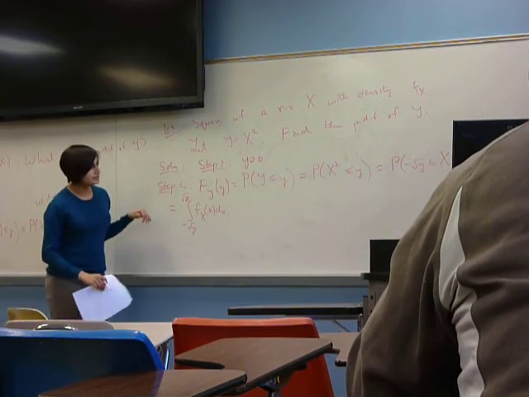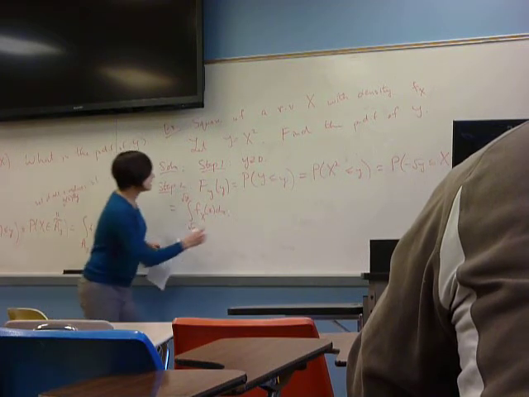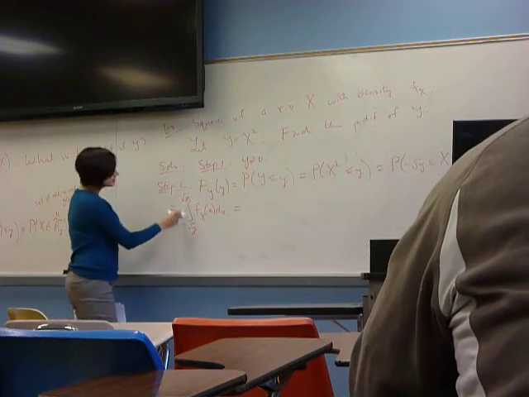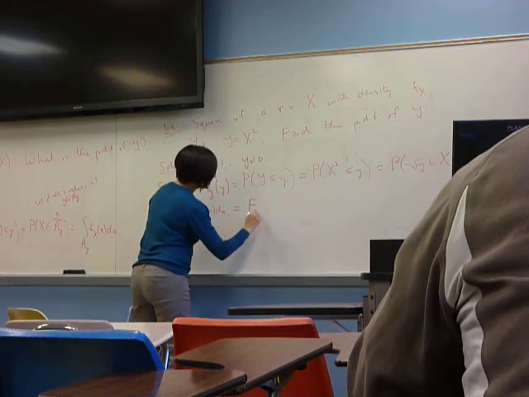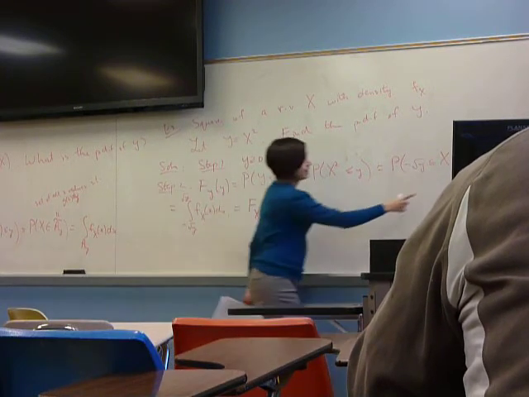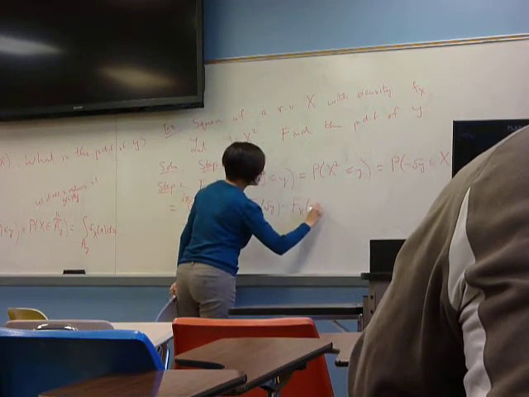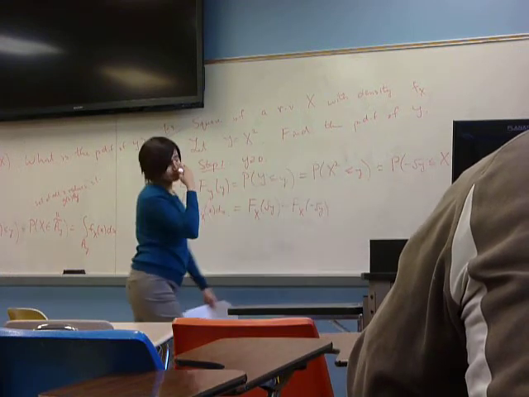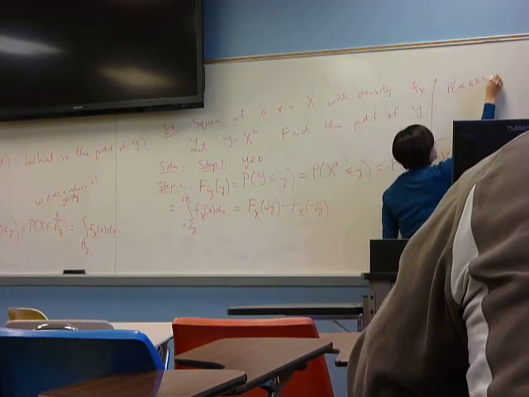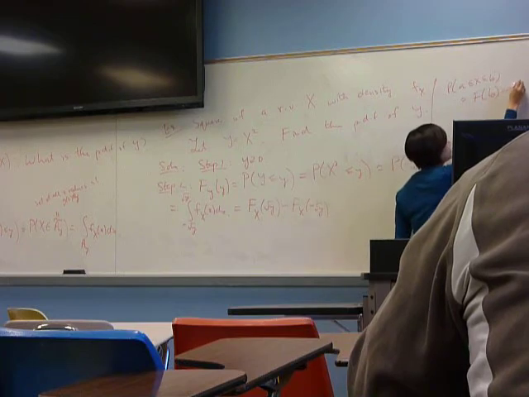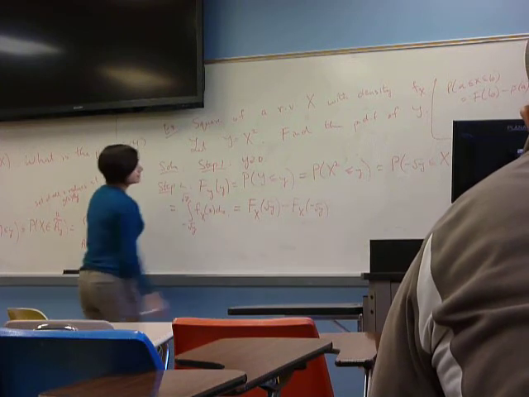So you could do this, but since we're looking for a general formula, let me write this down as follows. This is nothing but, if you don't want to do calculus, just the distribution function of x at the upper endpoint minus the distribution function of x at the lower endpoint. This was something that I mentioned earlier, that the probability that a is less than x is less than or equal to b is nothing but the distribution function of b minus the distribution function of a. So that's what I'm using here.